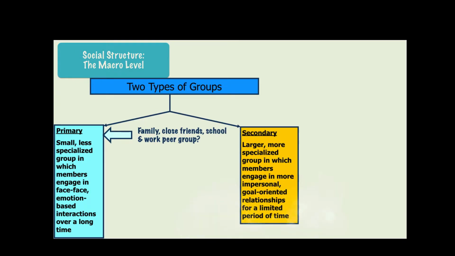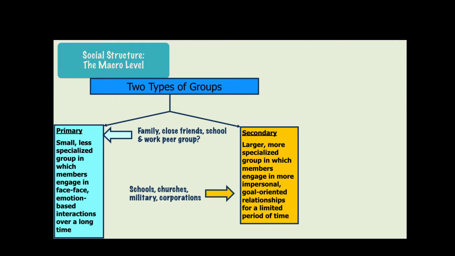Whereas secondary groups are larger, more specialized groups in which members engage in more impersonal, more goal-oriented relationships over a limited period of time. So typically, primary groups include your family, close friends, school and work-related peer groups. Schools, churches, and corporations are examples of secondary groups.